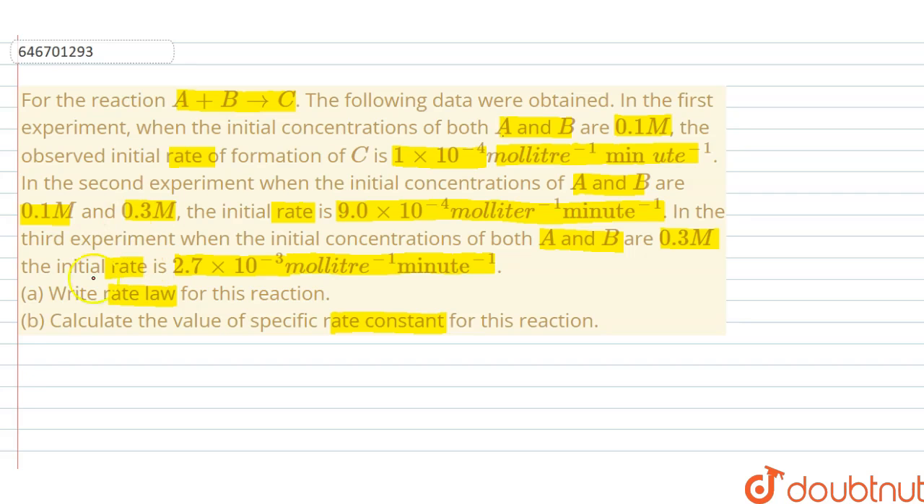So in the question we are given the reaction which is A plus B gives C. Now for this reaction we have to write the rate law and calculate the rate constant. So rate law is basically an expression which gives you the relationship between the rate of reaction and the concentration of reactants.